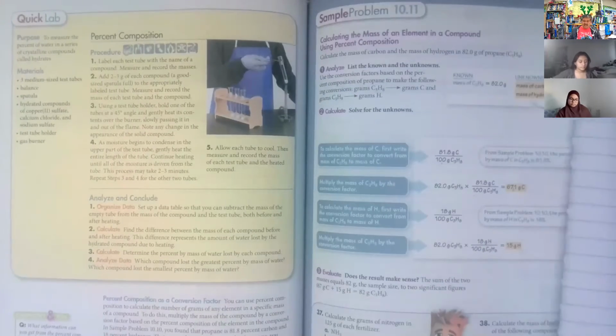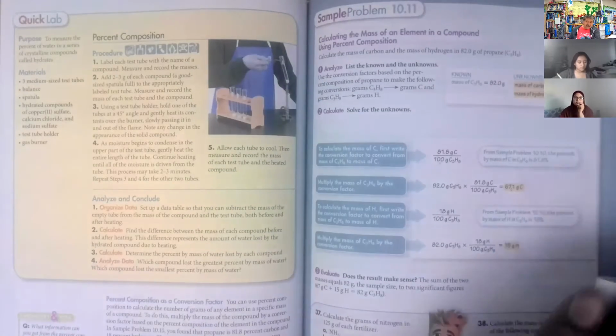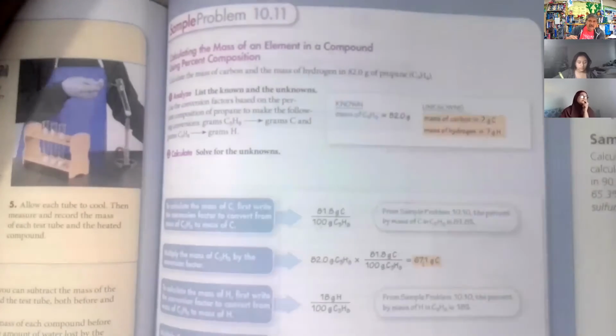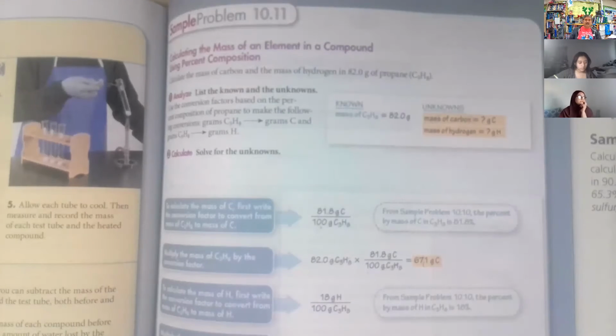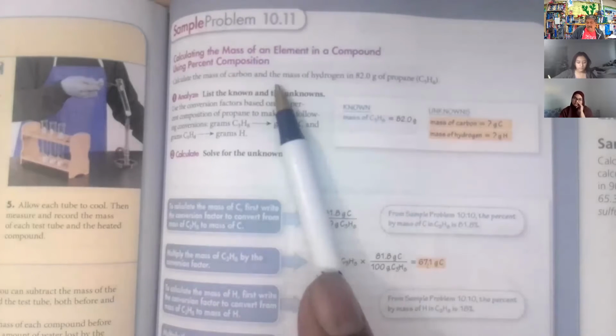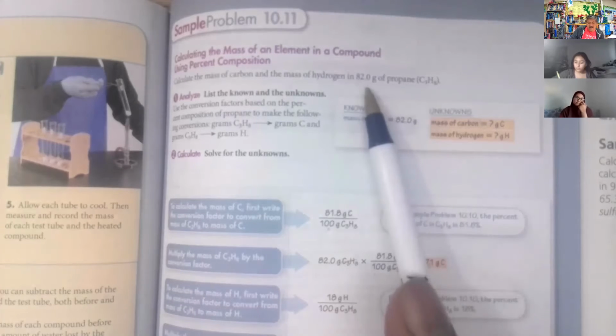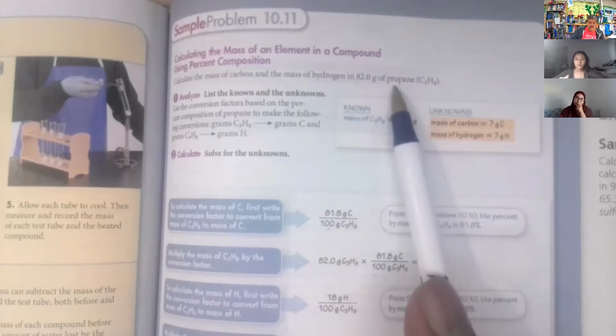Let's turn the page to 10.11. Look at that sample real quick. I don't know if we have to write it down, but let's look at it. What we're going to do is calculate the mass of an element in a compound using percent composition. If you know the percent composition, you can figure out the mass if you know the total mass. It says calculate the mass of carbon and the mass of hydrogen in 82.0 grams of propane.